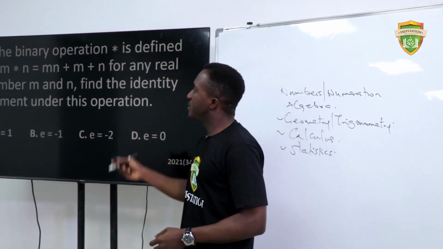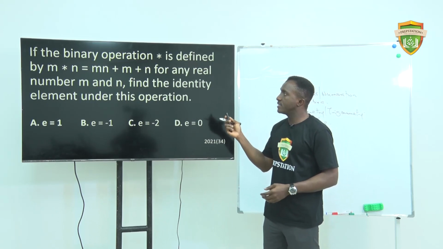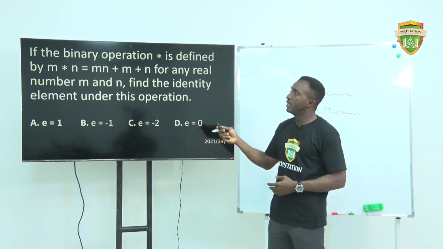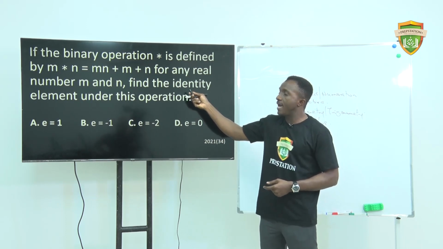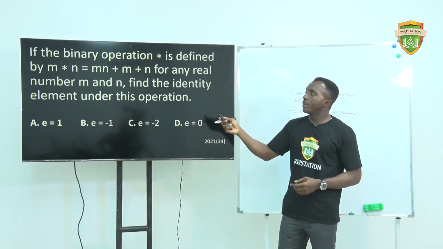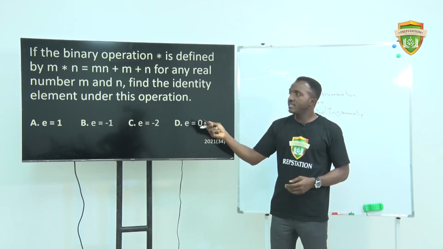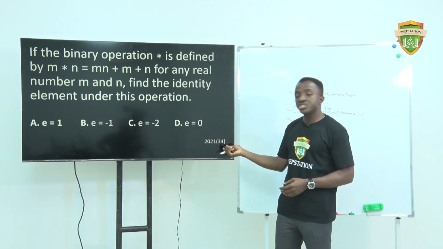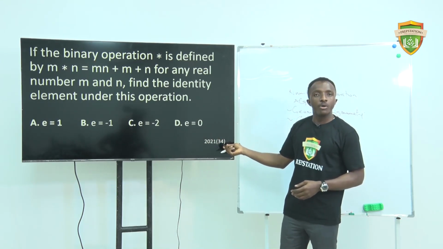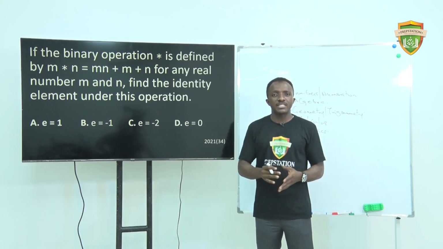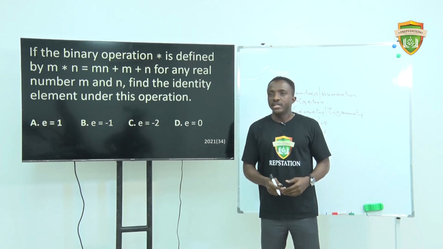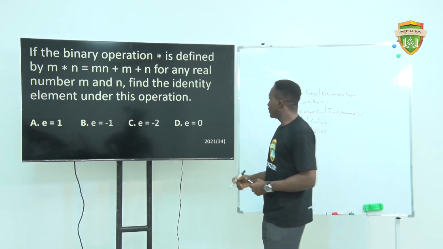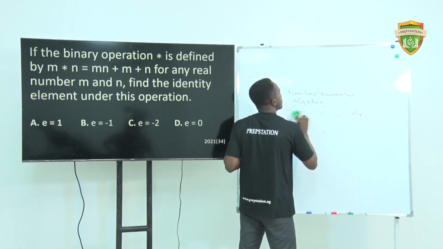Now look at the question on the board. It says if the binary operation star is defined by m star n equals m plus m plus n for any real number m and n, find the identity element under this operation. This is 2021 number 34. I told us earlier that I decided to take questions from most recent years. It will really help. Now let's quickly solve this question.